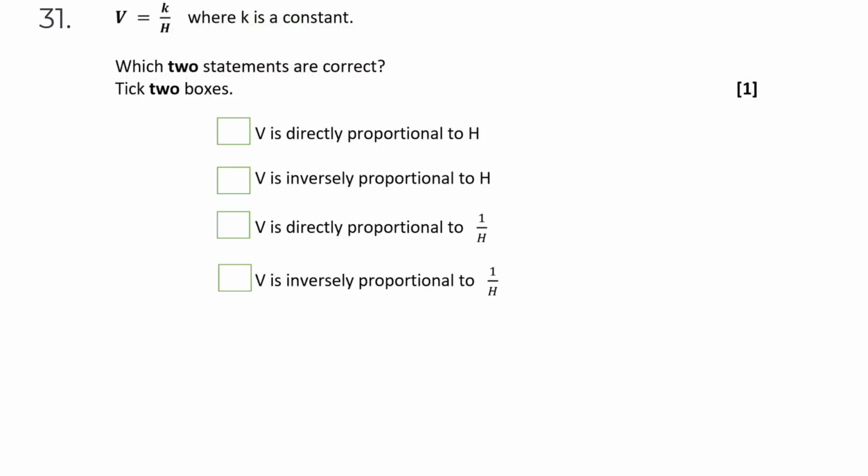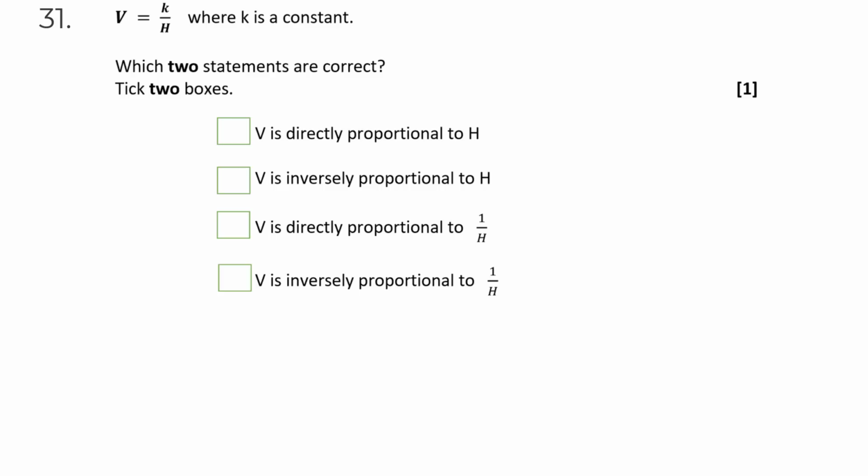If we're given a formula for V and H, we're told that V is equal to some constant divided by H. Which two statements are correct? Is V directly proportional to H? Is it inversely proportional to H? Is it directly proportional to 1 over H? Is it inversely proportional to 1 over H?